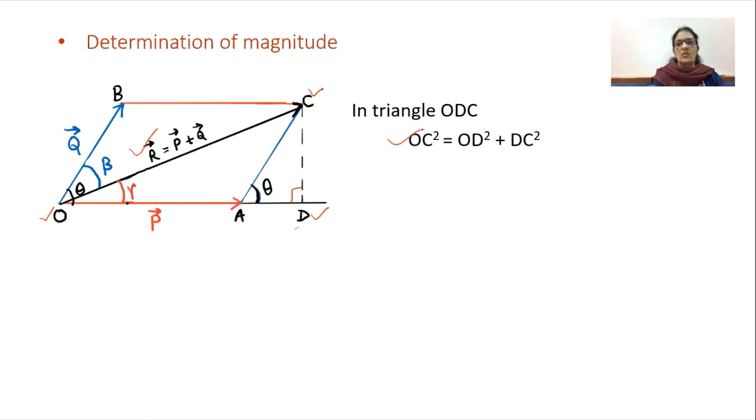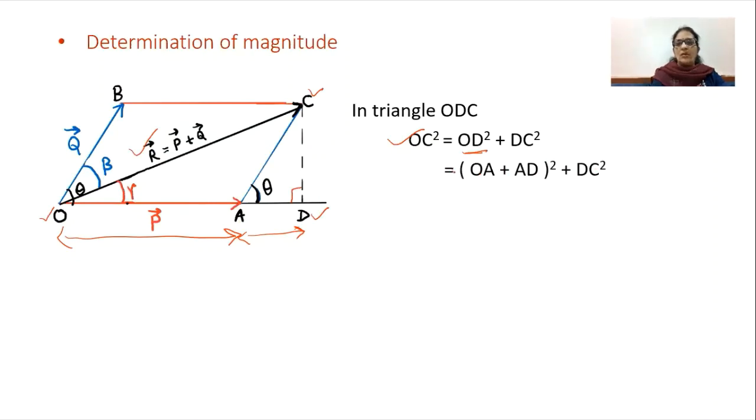So OC square is equal to OD square plus DC square. Now this OD square, OD can be split into two parts. This one is one part OA and this is the second part AD. So for OD I can write OA plus AD. So it is (OA plus AD) whole square plus DC square.